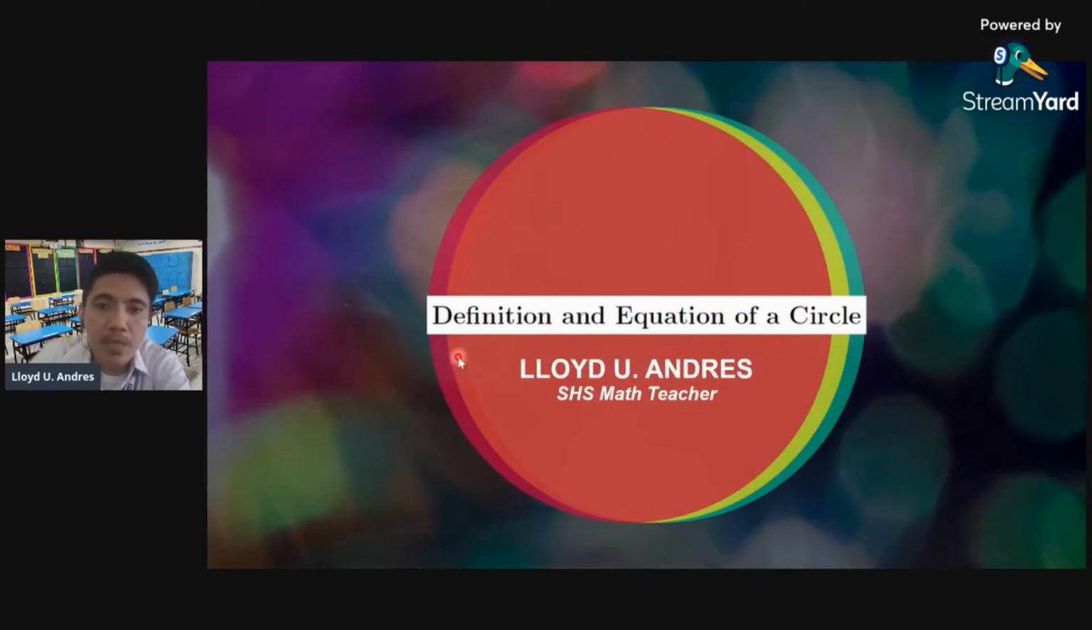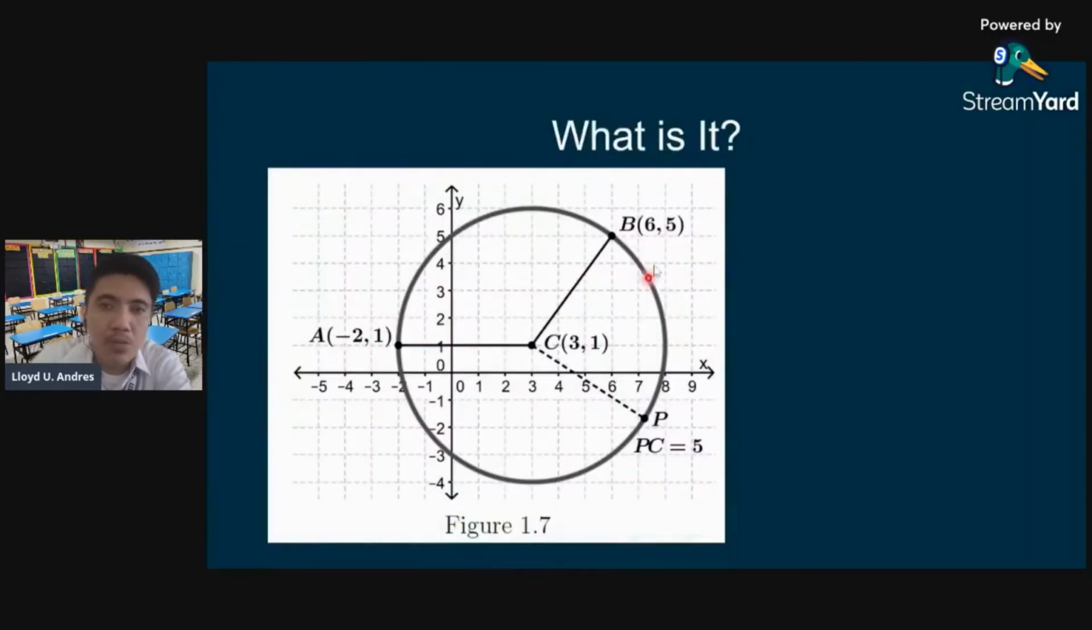I'll be presenting a video lesson entitled Definition and Equation of a Circle. To start with, let us first illustrate what a circle is. Please refer to this figure 1.7. In this figure, we have point C with coordinates (3, 1), A with coordinates (-2, 1), B with coordinates (6, 5), and P with unknown coordinates.